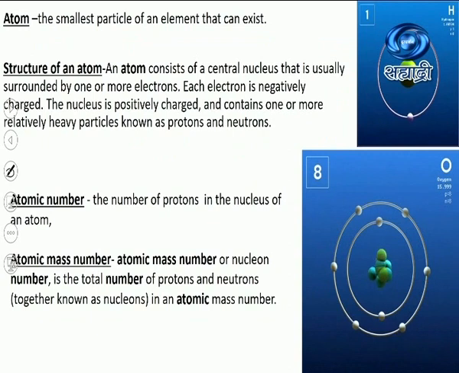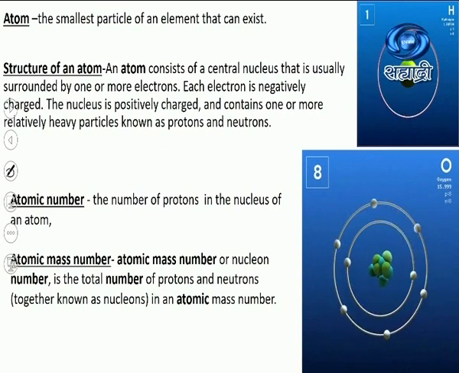Now what is an atom? We have studied the structure of the atom, the history of the atom. Many scientists tried to find what is inside the atom. So what is an atom? It is the smallest particle of an element that can exist. And the structure of an atom? An atom consists of a central part, that is the nucleus, and it is usually surrounded by one or more electrons, as you can see here in the diagram.